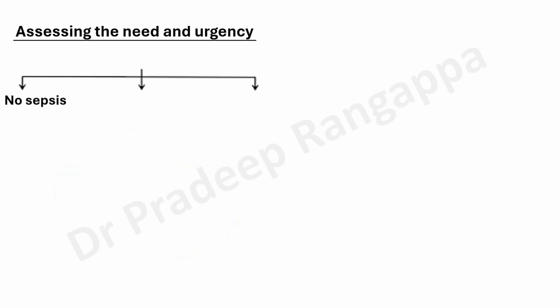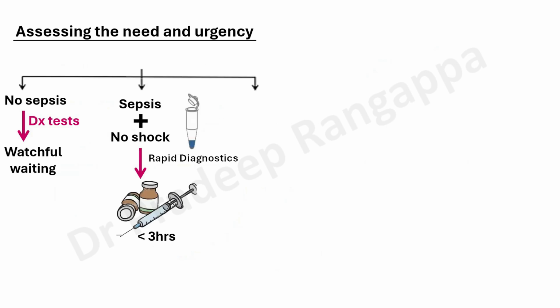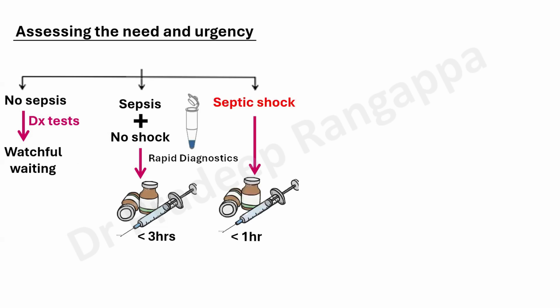So when you talk about assessing the need and urgency, when there is no sepsis and you have done the diagnostic tests, you don't need to start antibiotics. Just do a vigilant watch and wait and see how the patient progresses. But if there is a sepsis patient, you know there is life-threatening organ dysfunction, but there is no shock, you can adopt conventional tests along with rapid diagnostics and start antibiotics within 3 hours. Wait for the cultures and be guided whether you have to de-escalate or whether you are dealing with non-infectious causes.